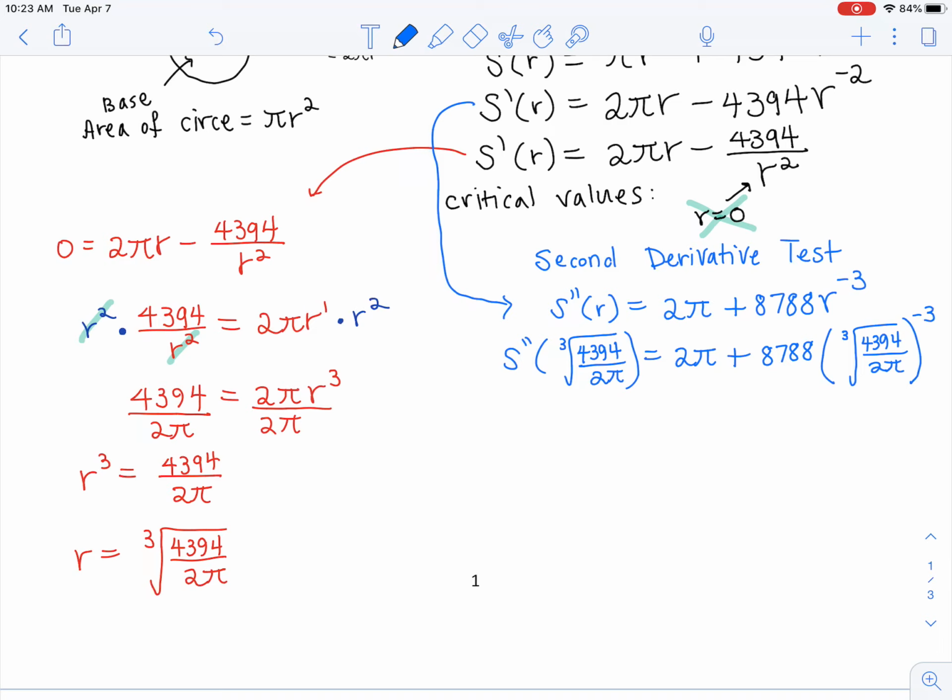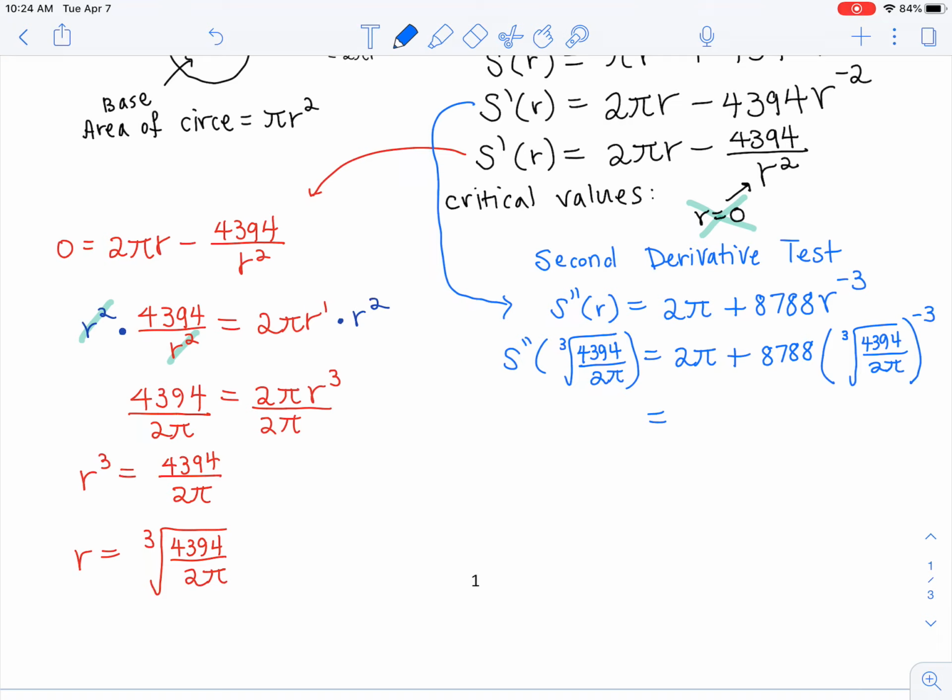8788 times cube root of 4394 over 2 pi. But we're raising that to the negative third power. So what's that going to be? It's too much writing. Equals. Now, I'm just going to type this in my calculator real quick, because what we want is just to see if that sign is positive or negative. You see what I mean? So try to type that in your calculator too. We're just going to get a decimal. I don't really care to get the exact form. Give me 1 second. You type this too.